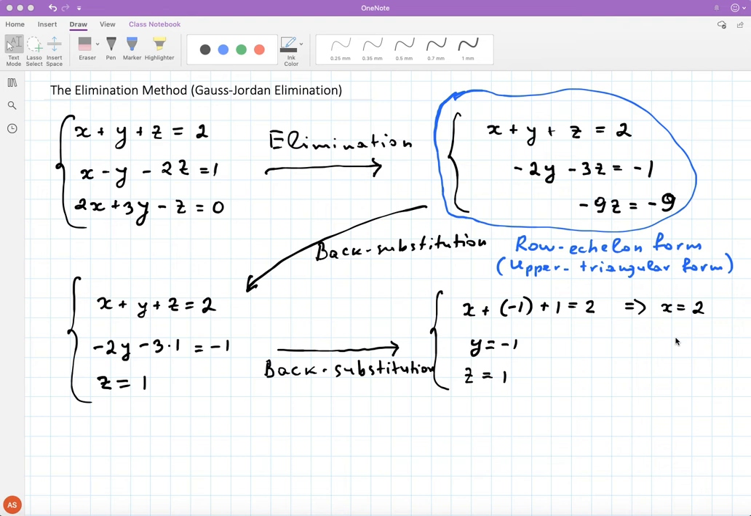In this video, we will look at some examples of using the elimination method, which is also called Gauss-Jordan elimination, to solve systems of linear equations. Let's consider the following system of three linear equations with three unknowns: x plus y plus z equals 2, x minus y minus 2z equals 1, 2x plus 3y minus z equals 0.